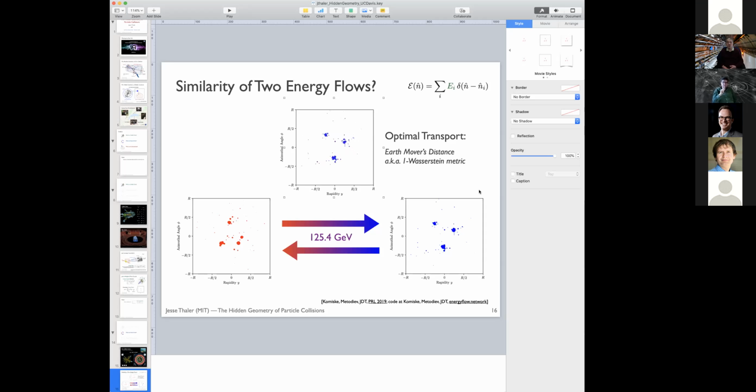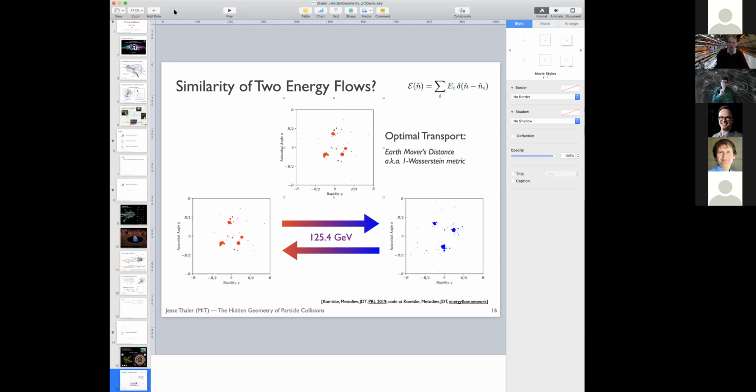And in this case, the red and the blue jets are 125.4 GeV apart. That's coincidentally close to the Higgs boson mass. That's just an accident. But that basically says how much energy, or PT, do I have to move from one place to the other in order to rearrange the red configuration to the blue one.